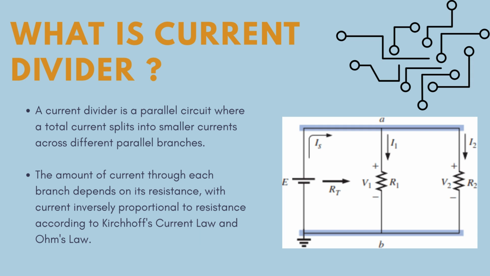Basically, it's a parallel circuit where the total current splits into smaller currents that flow throughout different branches. Each branch gets a share of current depending on its resistance. The lower the resistance, the more current it gets. This idea comes from Ohm's law and Kirchhoff's current law, which together explain how current moves in a circuit.